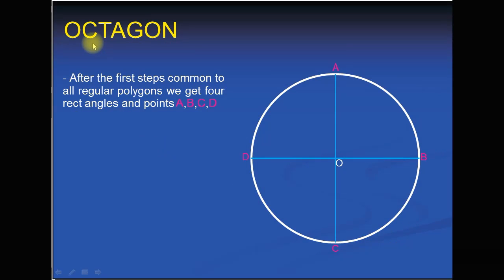Now how to construct an octagon? After the first steps common to all regular polygons, we get 4 right angles and points A, B, C and D. This means that first of all locate the center point O, put the compass at this point and open the compass about some radius OB and draw the circumference of the circle, and then draw 2 diameters of the circle. The diameters touch the circle at points A, C and B, D.